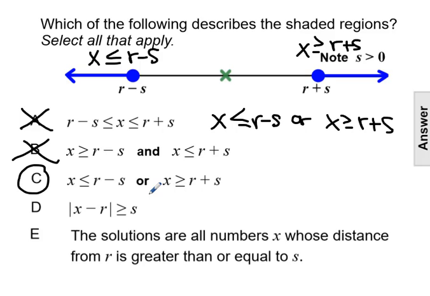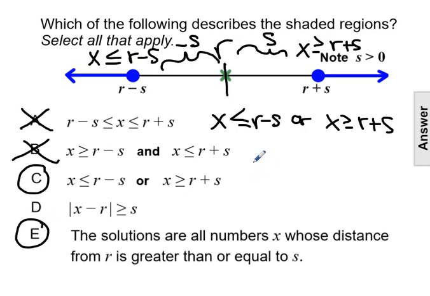Now, in words, the solutions are all the numbers whose distance from r is greater than or equal to s. Well, let's take a look. This center is in the middle of r minus s and r plus s. So you have a center of r, and your distance is either s or negative s. You're moving to the left an s amount or to the right an s amount. So you have greater than or equal to that distance, you actually are including that point, like E.